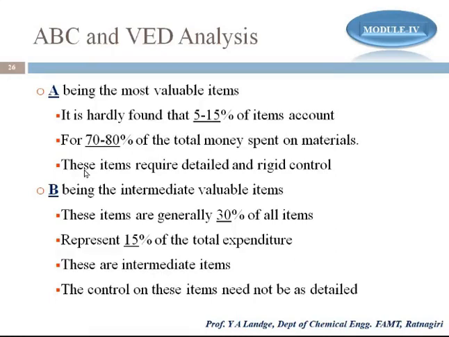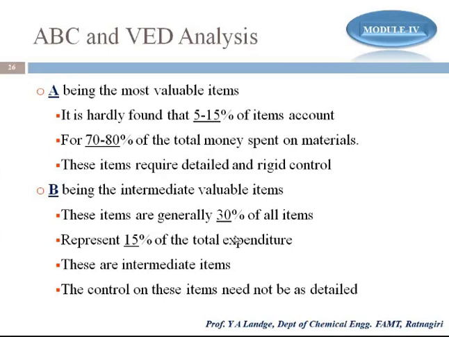So though the items are less, as shown here 5 to 15%, they will have a costing of about 70 to 80% of the total cost. So these items we place in the A category. I will tell you later what is A, what is B and C. So this is A. Now what is under the B category? B is the intermediate valuable items. These items generally are 30% of all items.